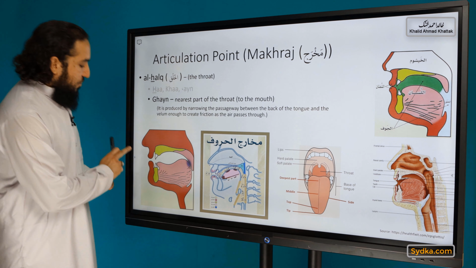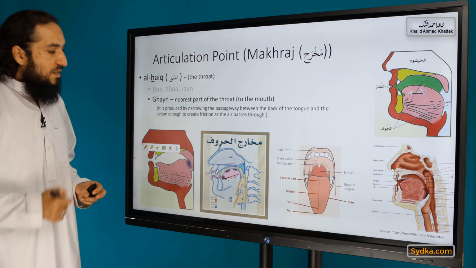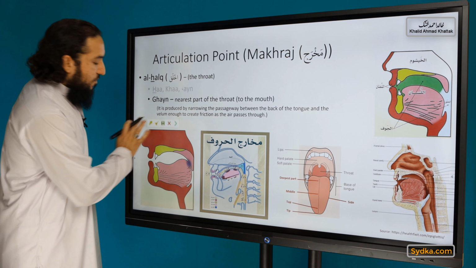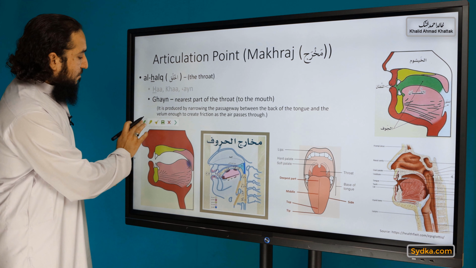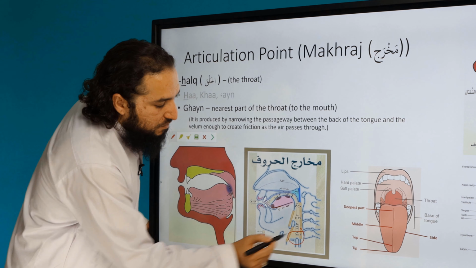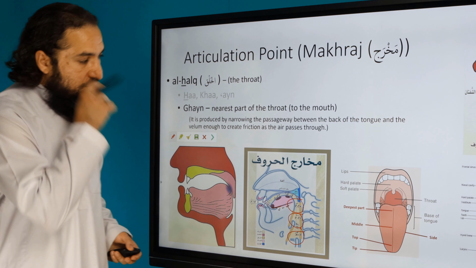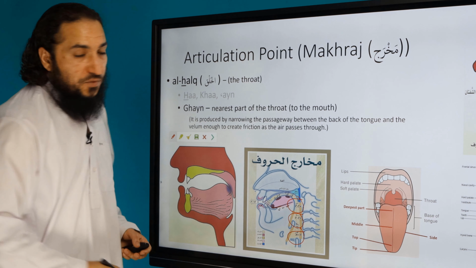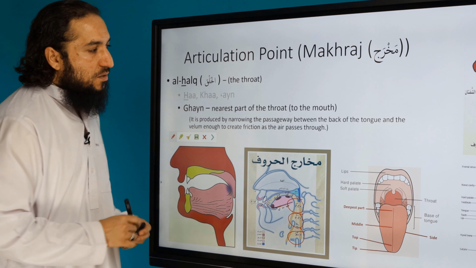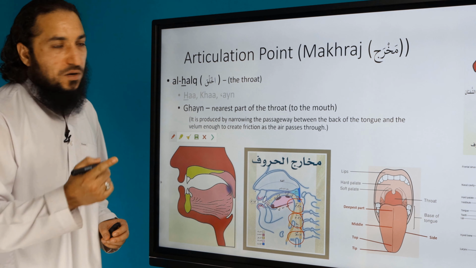So it's Makharij. Makhraj is one of the halq, the throat letters, one of the 6 letters, as we explained before. See here, that's 2 here, 2 here, and 2 there. So it is actually the nearest part of the throat to the mouth, and we have already used this one for the letter kha.